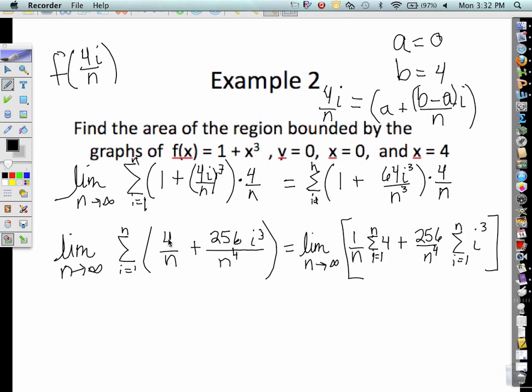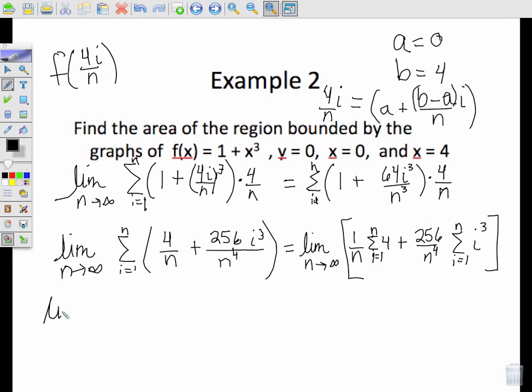All right, so this is what it will look like. The limit as n goes to infinity of, I went ahead and separated each having its own sum. And the 4 over n here becomes 1 over n sum 4. And the 256 i to the third, so I put the 256 and the n to the fourth out in front, and then the i to the third. It's time to go ahead and substitute.